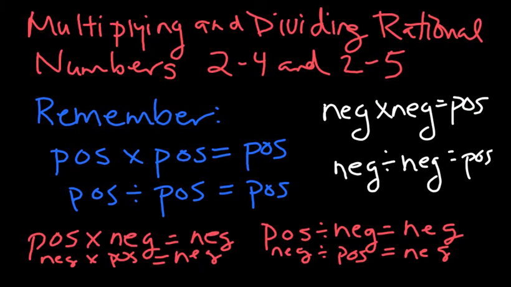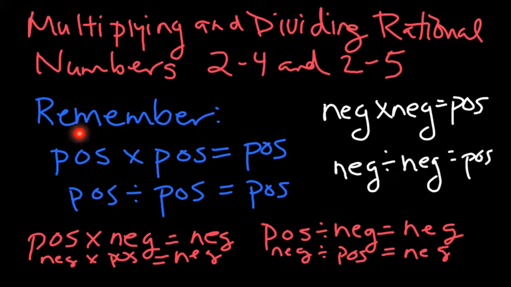Multiplying and dividing rational numbers, 2-4 and 2-5. First, we have to keep in mind that the positive, negative, multiplying and dividing rules also apply here. We're going to be multiplying decimals, multiplying fractions, dividing decimals, dividing fractions, and some will be positive and some will be negative. So remember the rules.